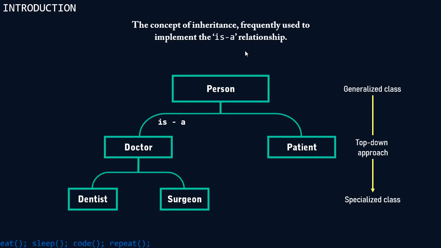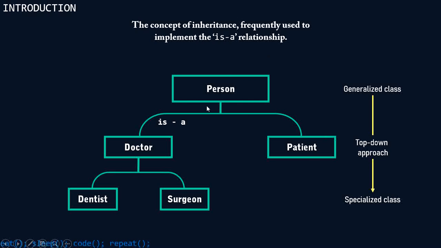Now let's take an example: we have a person, and that person can be a doctor and can also be a patient. That doctor can also be a dentist or a surgeon. Can you understand? Inheritance specifically shows the is-a relationship. When we talk about inheritance, it is nothing but an is-a relationship. That means a person is a doctor and a person is a patient also.